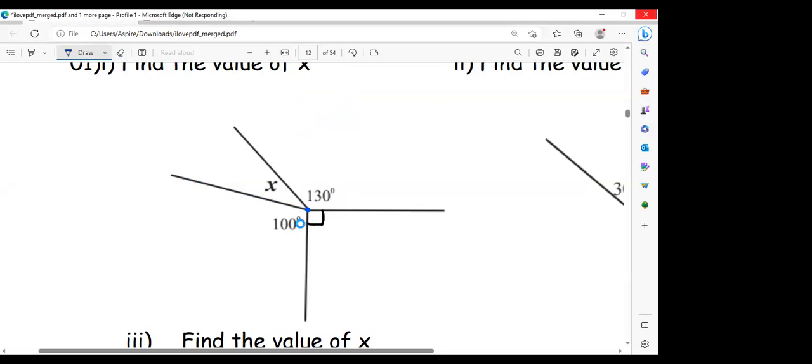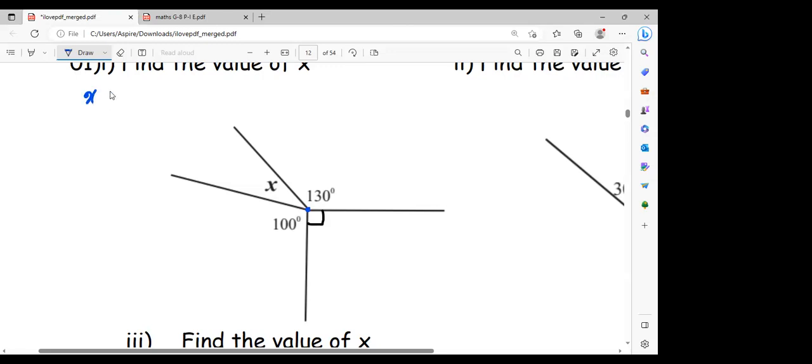Then we can identify that these are what? These are the angles around the point. We can identify them as angles around a point, right? So we can write that.